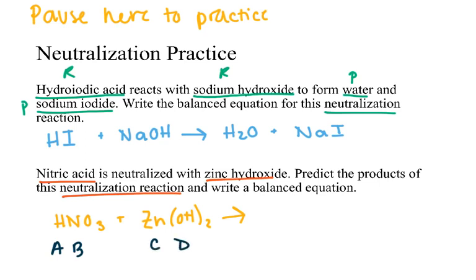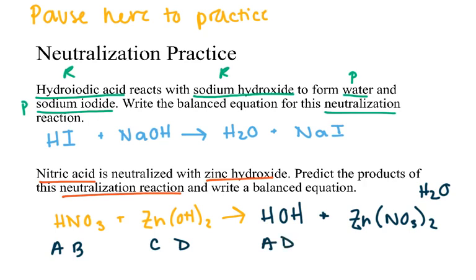So we know it's a neutralization reaction, so we know one of our products is going to be water, right? So let's do our little swapping here. A and B, C and D. A is going to take the place of C, and we're going to end up with AD, which is going to be HOH, right? And then B and C are going to swap. So C is going to take the place of A, and we're going to end up with zinc nitrate. Right, so this would be our AD, and this would be our CB if we're using our formula.